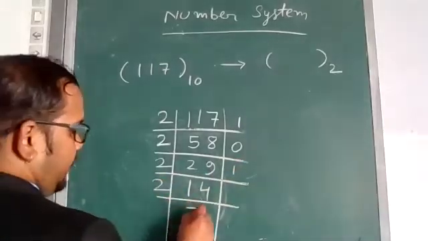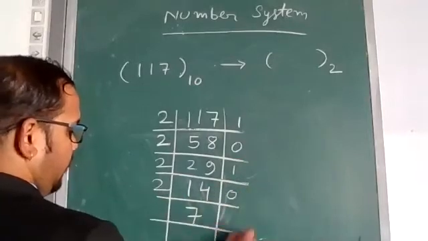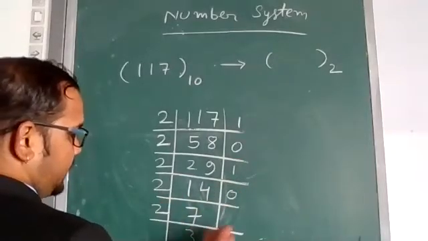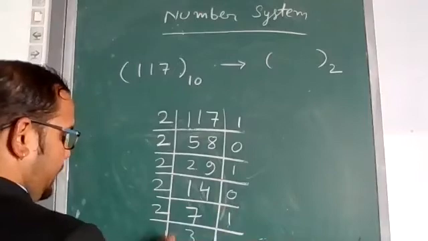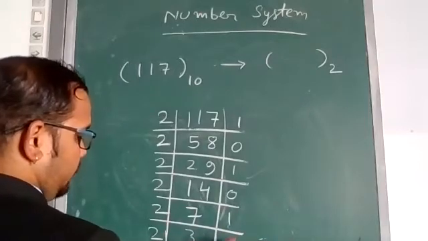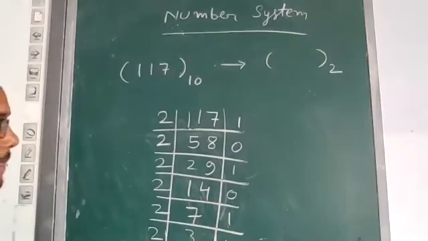Then 2, 7 ja 14. Remainder is 0. 2, 3 ja 6. Remainder is 1. Then 2, 1 ja 2. Remainder is 1. Like this.